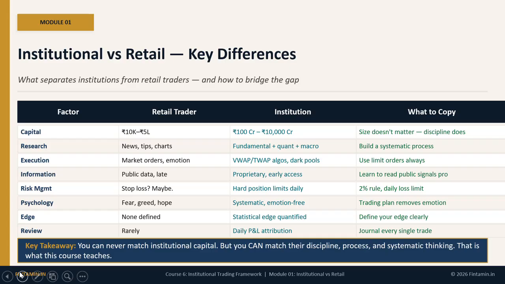Second point is execution. Retail uses market orders and acts on emotions. Institutions use VWAP and TWAP algorithms to execute large orders without moving the market against themselves. Use limit orders always.